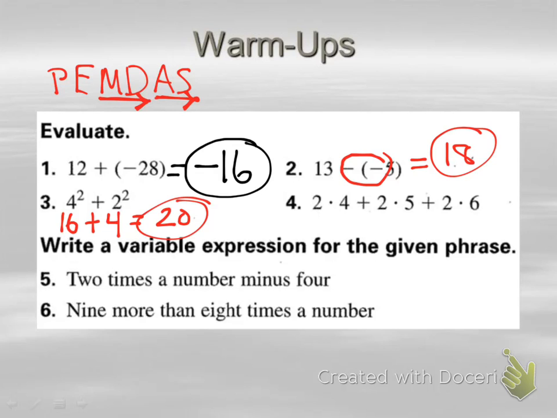Very good. Number 4, same type of problem, order of operations. There's no parentheses, there's no exponents, so I can do multiplication and division from left to right. So I will do this multiplication first. That gives me 8. Then I will do that. Gives me 10. That gives me 12. Now you can add from left to right. 8 plus 10 plus 12 is 30. Good. Any questions on the first 4?